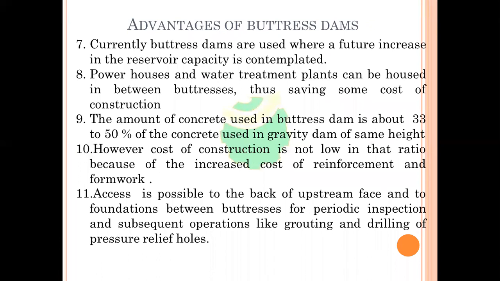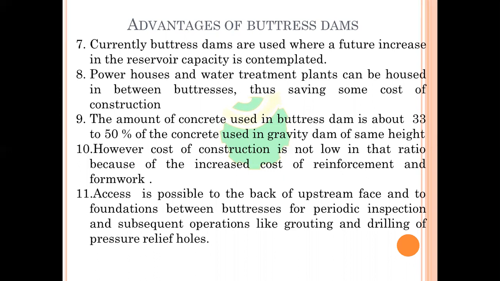Next, currently buttress dams are used where a future increase in the reservoir capacity is contemplated. If we want to increase the capacity, like Almatti, initially the Almatti capacity is less. After some years, the height of the Almatti dam is raised. So like that, if we want to increase the capacity, then we suggest buttress dams. Powerhouses and water treatment plants can be housed in between buttresses, thus saving some cost of construction.